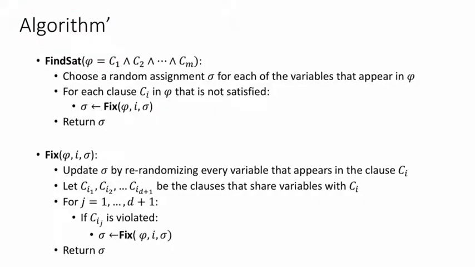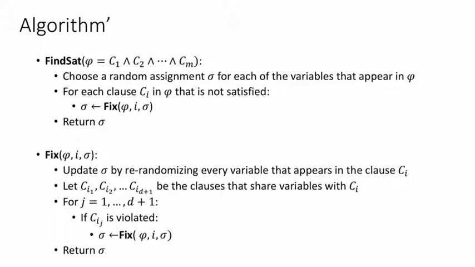Our main procedure, called findSat, is going to work as follows. It takes as input a formula phi, which is the AND of a bunch of clauses. It's going to choose a random assignment sigma for each of the variables x1 up through xn that appear in phi. And then for each clause ci in phi that is not satisfied, it's going to run some procedure called fix, which I'll define below in a moment. Once it's done with that, it will return the assignment sigma that results.